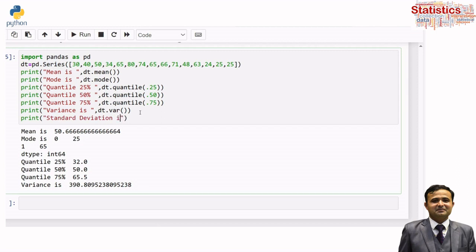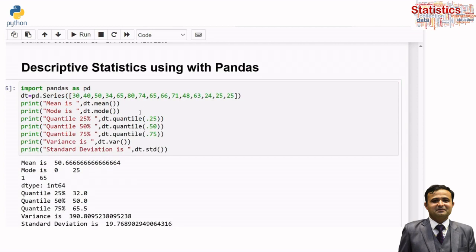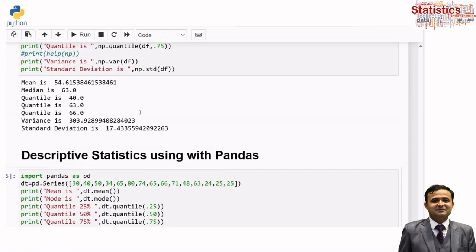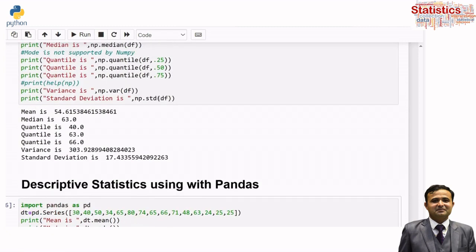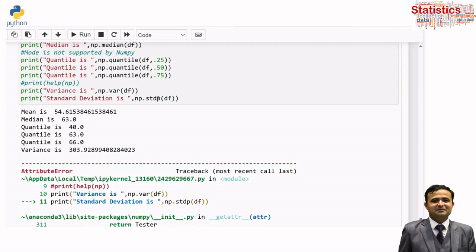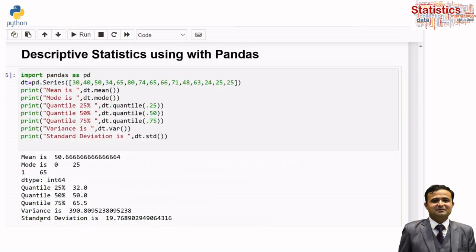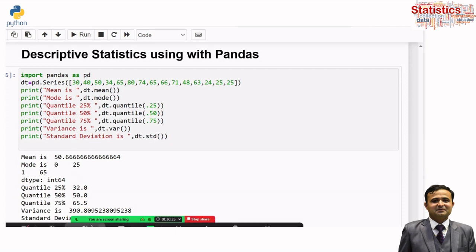Standard deviation is... and someone asked me, can I use it here? So we have completed all the basic standard deviation. Now come back to the theory part.